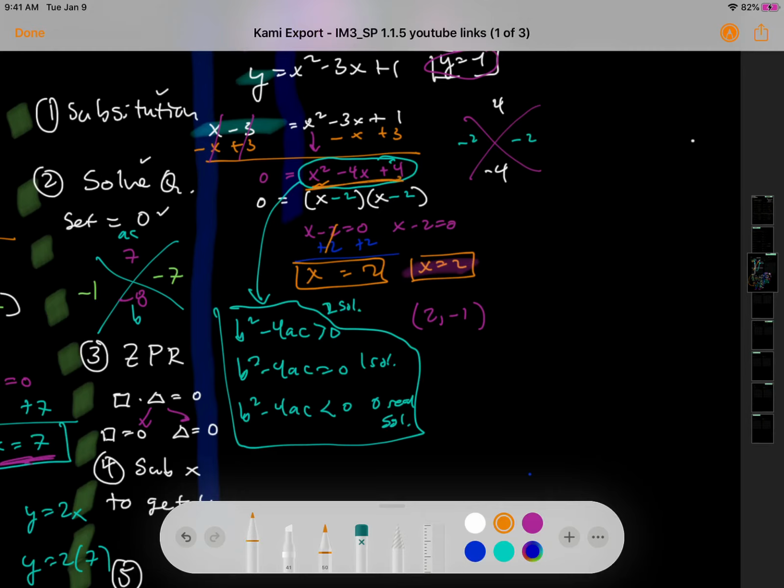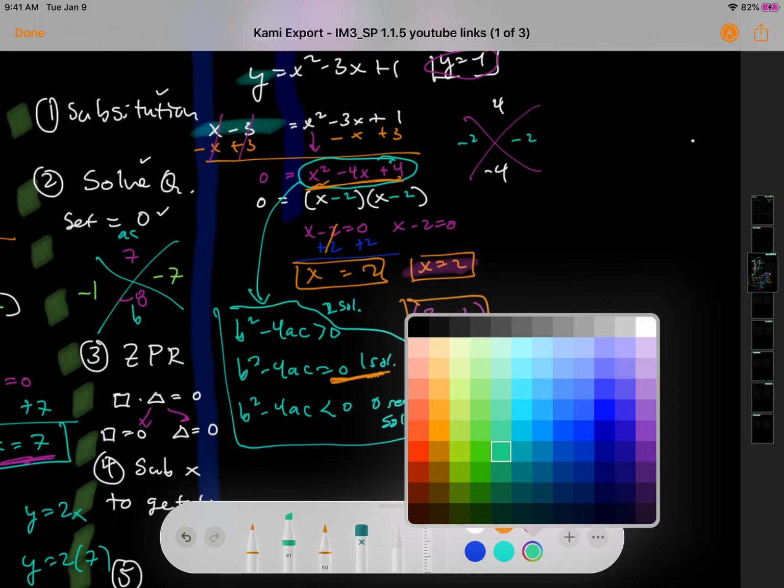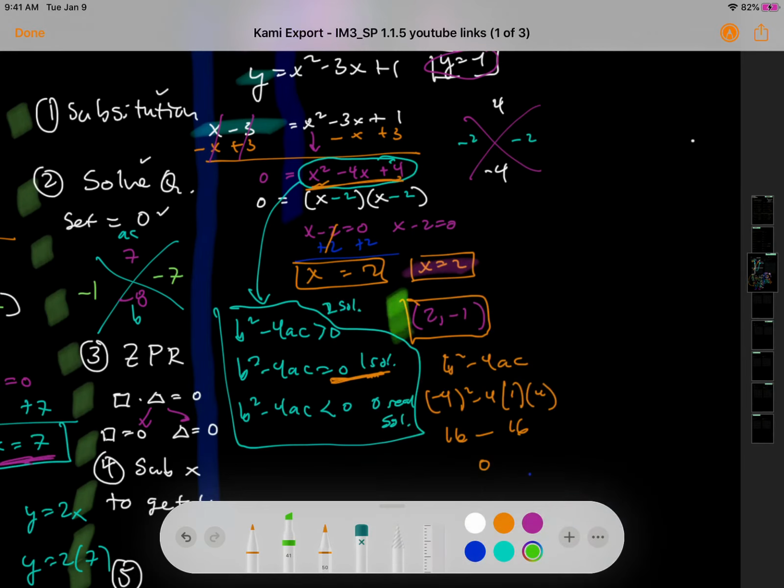Again, I'm using that one right here. So my b value, let's write down the formula. And our b value from above is negative 4 squared minus 4 times 1 times 4. So I have 16 minus 16, which equals 0. And that means, because it's equal to 0, there's only one solution, which we have right here, 2, negative 1. Okay? Let's make that super obvious. Is that green? I like green. There it is.